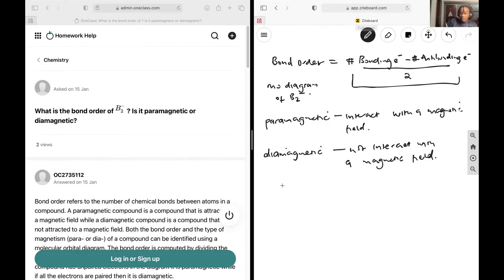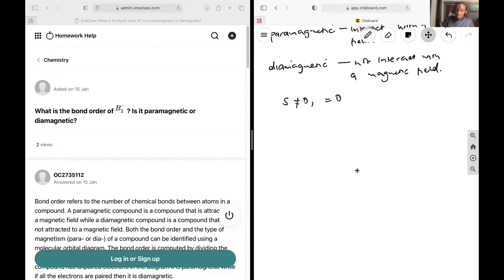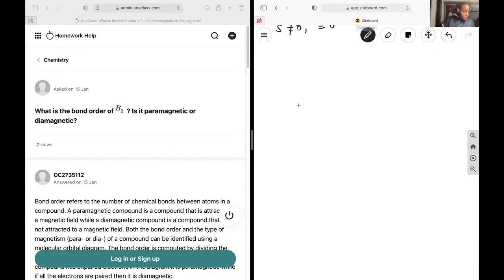How I determine which one it is, I'll look at the total spin, and whether that spin is non-zero or equal to 0 will tell me which one of these two it is. That's because the spin will generate an intrinsic angular momentum. So the spin is the intrinsic angular momentum, and that angular momentum will generate a magnetic moment that will interact with a magnetic field. And so let's go about drawing the orbital diagram for B2 minus.